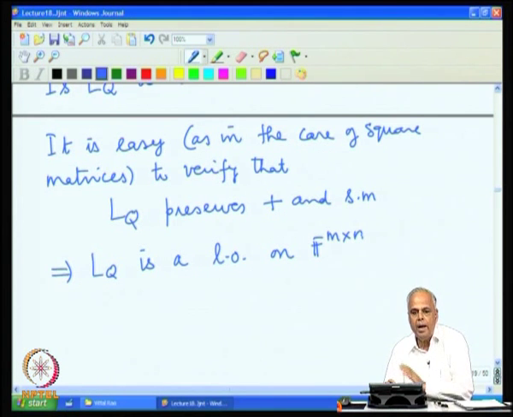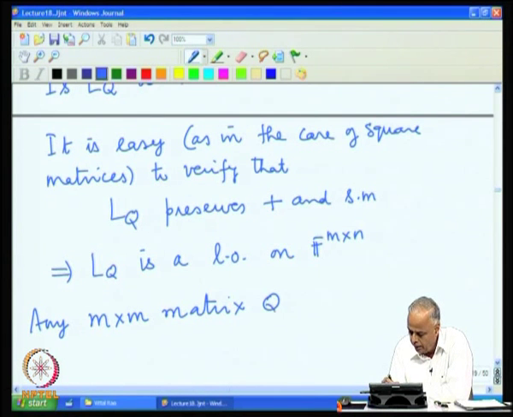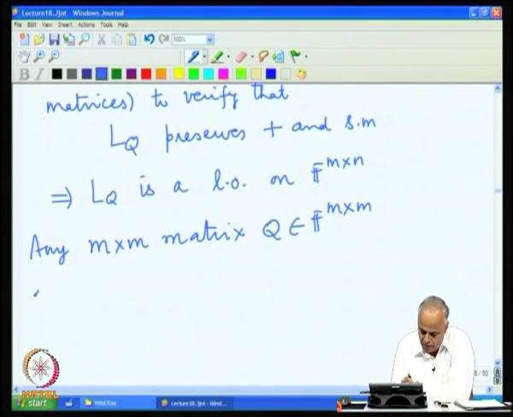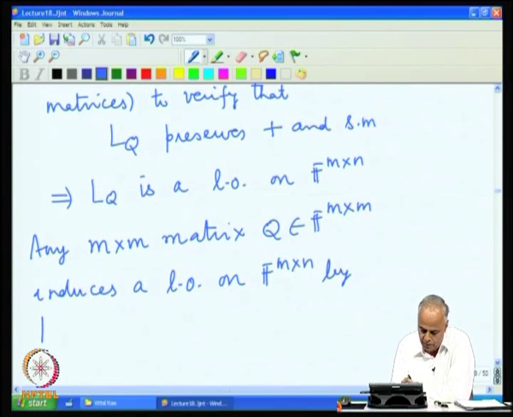So, any M by M matrix Q induces a linear operator on F^(m×n) by pre multiplication by Q.